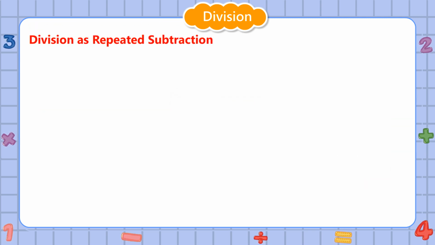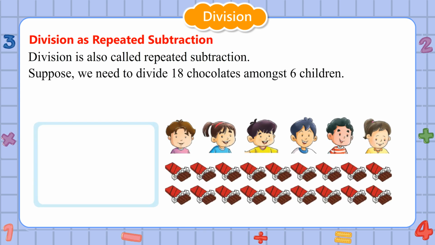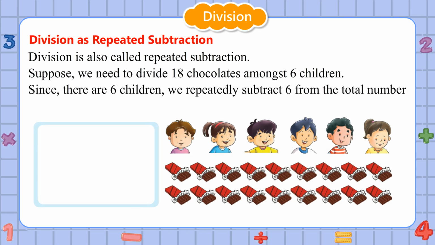Division as repeated subtraction. Division is also called repeated subtraction. Suppose we need to divide 18 chocolates amongst 6 children. Since there are 6 children, we repeatedly subtract 6 from the total number of chocolates until we get 0.